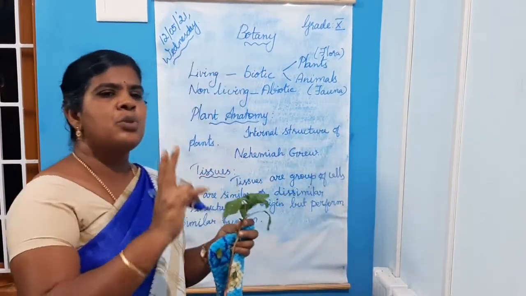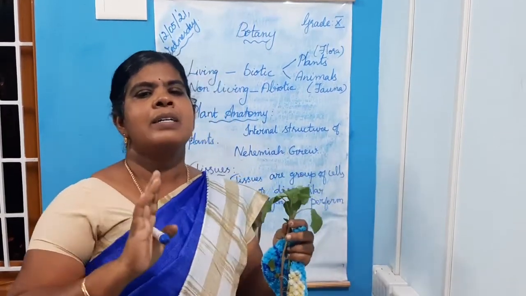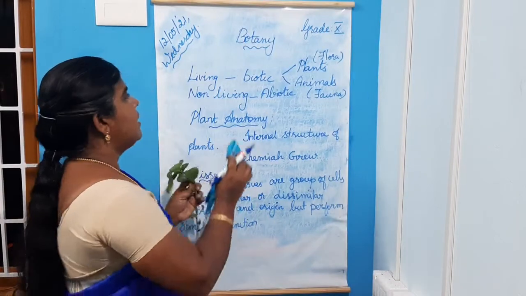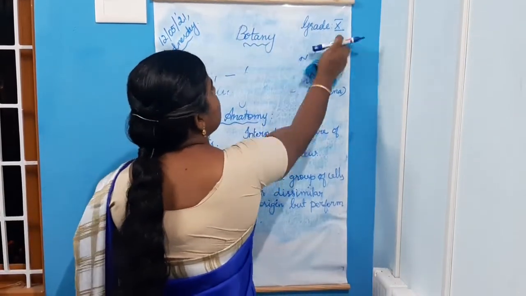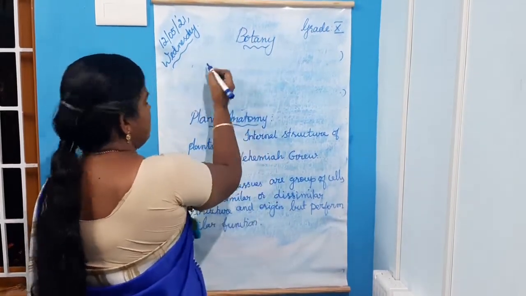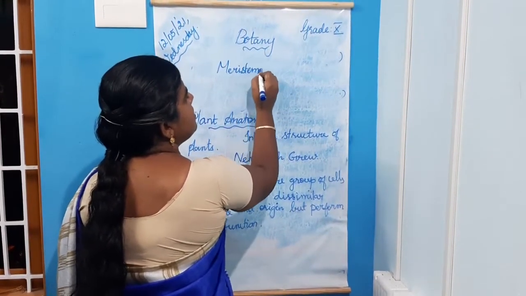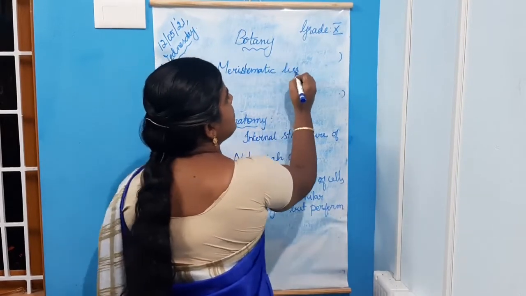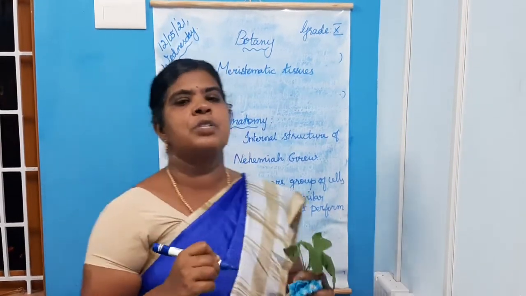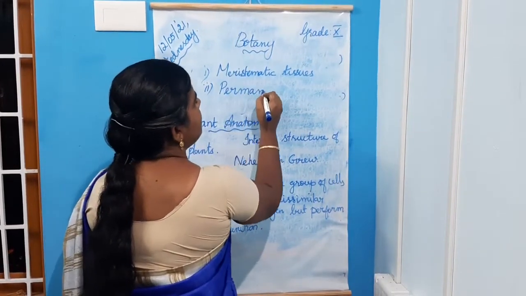All plants have two types of tissues. This plant tissue consists of two types, namely meristematic and permanent. Okay, there are two types of plant tissues. What are the names of the two types of plant tissues? They are meristematic tissues and permanent tissues. What are the two types of tissues? Meristematic and permanent.